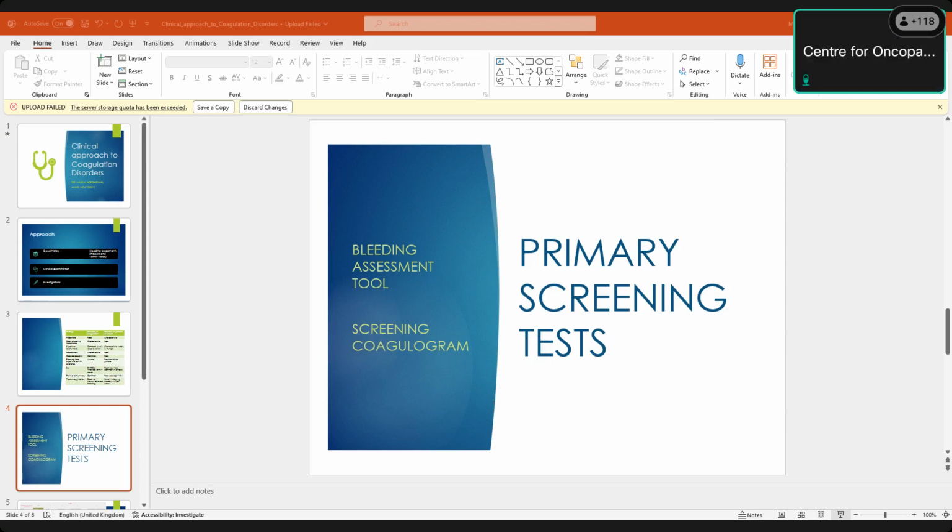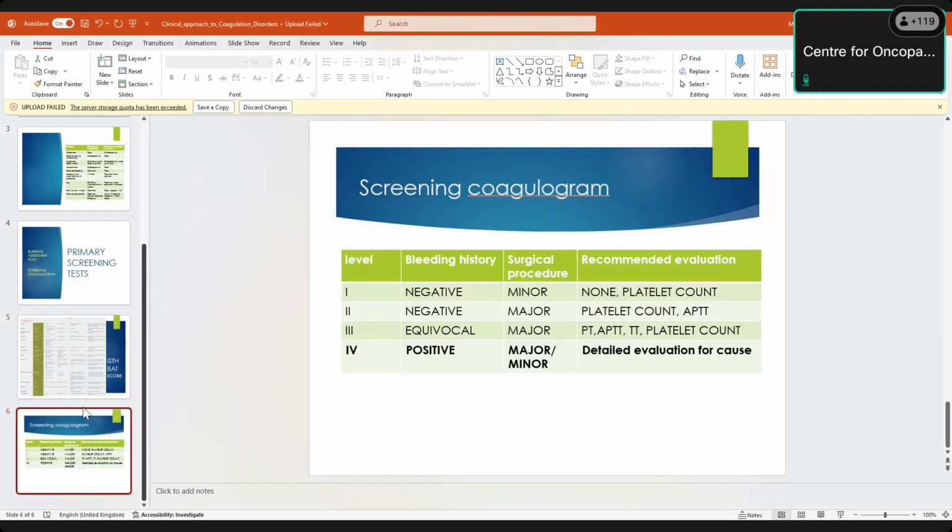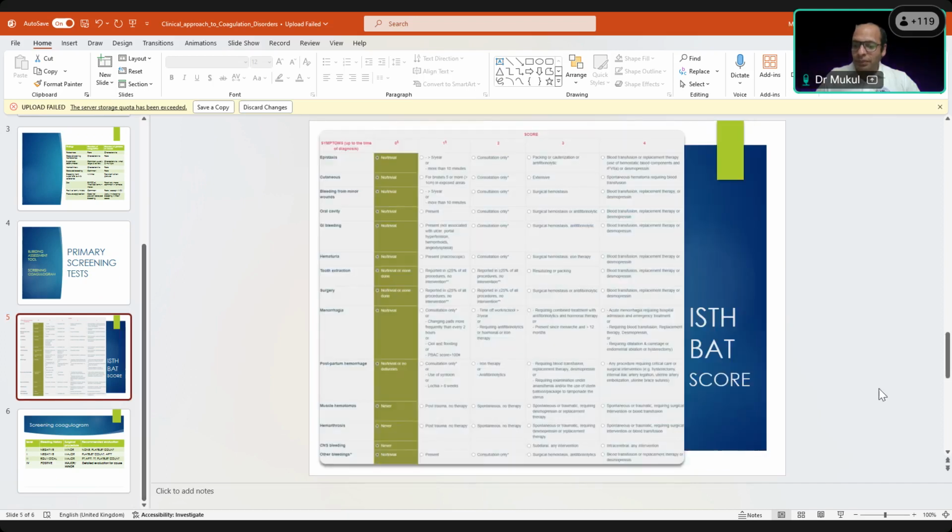Mukul, once again, I think we are stuck on your slide, which is primary screening test. Can you go to one slide? Yeah, the slide with just now. Yeah, we're not seeing the slide. Your slides are not moving. I just keep like this and not shifting to the primary mode.